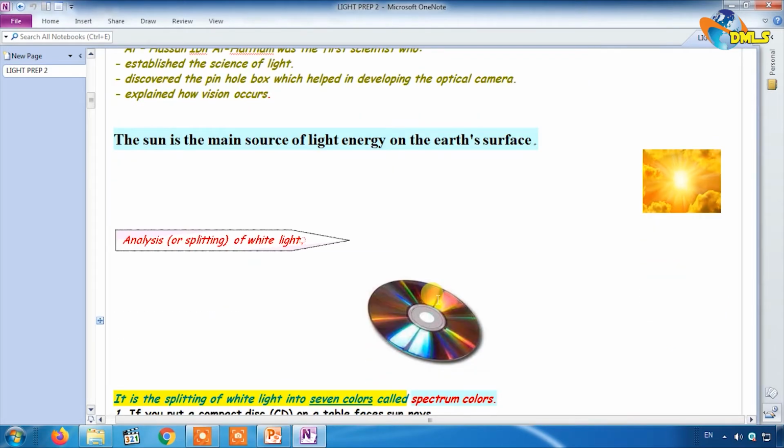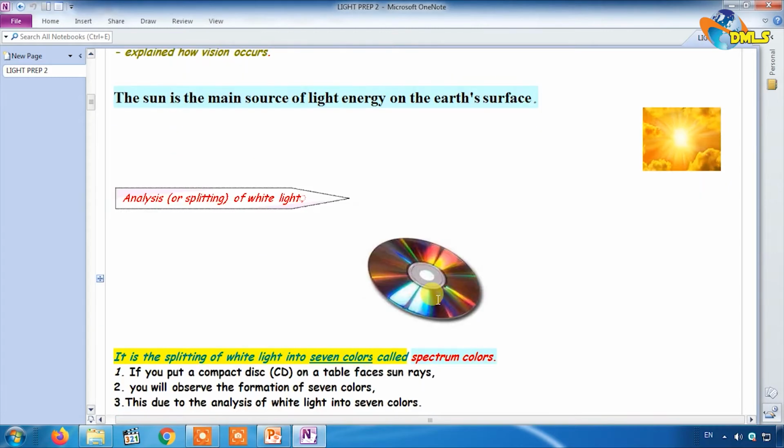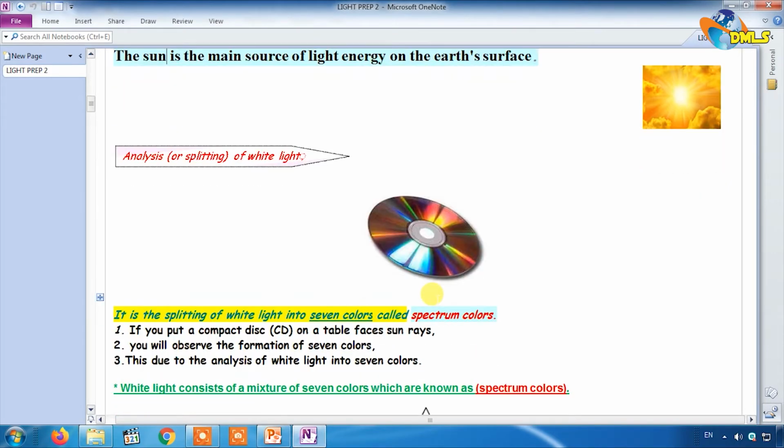If we want to analyze this white light, or spread our white light, what can we see? When we split the white light, it is split into 7 colors. These 7 colors are called spectrum colors. So the white light is analyzed into spectrum colors.